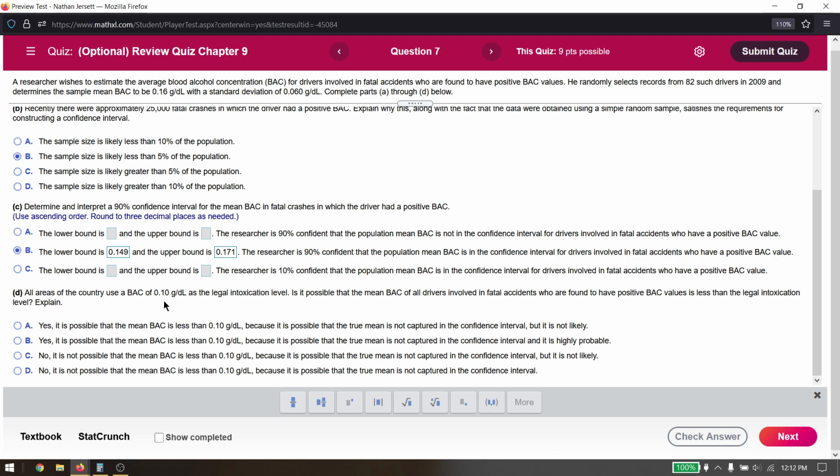All areas of the country use 0.1 as the legal intoxication limit. Is it possible that the BAC of all drivers involved who are found to have positive BAC values is less than the legal intoxication level? So our mean was 0.16 and the standard deviation is 0.060. So is it possible that actually all the ones that we found are less than 0.110, which is much smaller than 0.16? It's actually one standard deviation smaller. Is it possible? And the answer is yes.